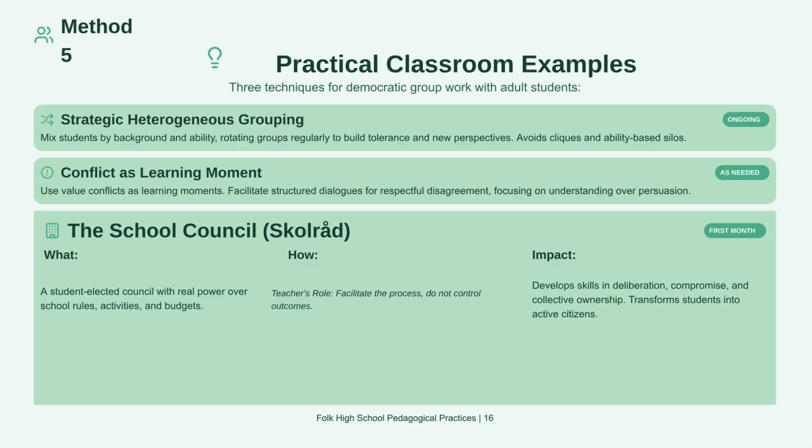Practical examples include strategic heterogeneous grouping, facilitating conflict as a learning moment, and implementing a student school council or skolrad. This develops skills in deliberation, compromise, and collective ownership.